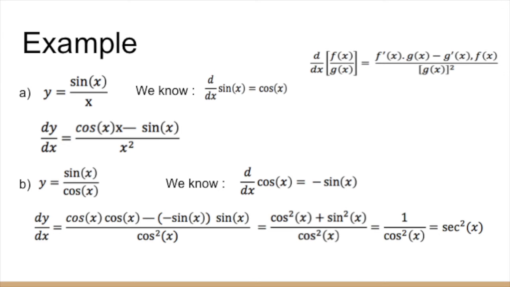Example of the quotient rule. We have y equals sine of x over cosine of x, and we know that the derivative of sine of x is cosine of x, and the derivative of cosine of x is negative sine x. So we plug it into the formula to get dy over dx equals cosine of x squared plus sine x squared, all over cosine x squared. We know that cosine x squared plus sine x squared equals 1 by its identity. So then, we have 1 over cosine x squared equals secant x squared.